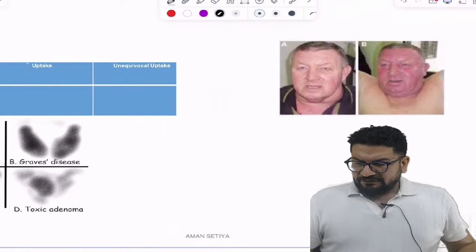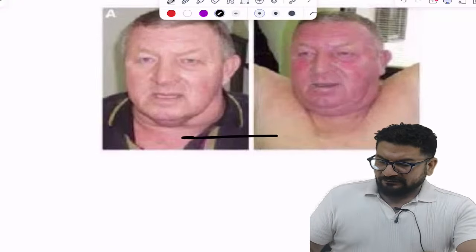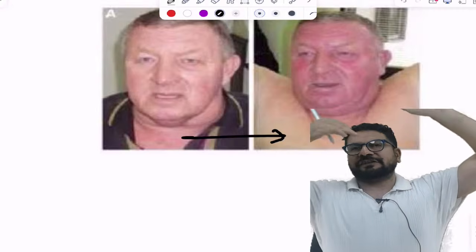Okay, now look at this. This is called Pemberton sign. Whenever the patient raises the arm, there is flushing of the face. We call this Pemberton sign.